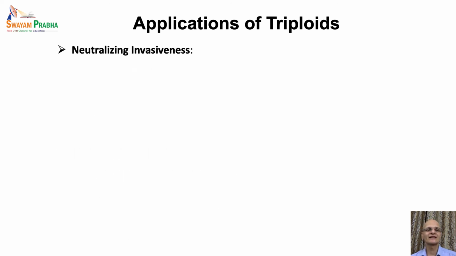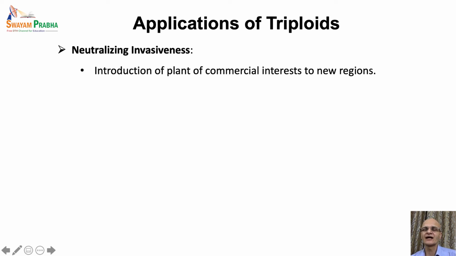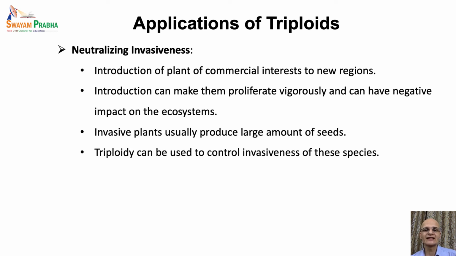Next is neutralizing invasiveness. Now, the introduction or movement of plants from one region to another is very common these days because of commercial interests. However, when these are introduced to a new environment, the plant may proliferate vigorously, and it can actually impact the local biodiversity or the ecosystem, causing severe environmental or economic losses.